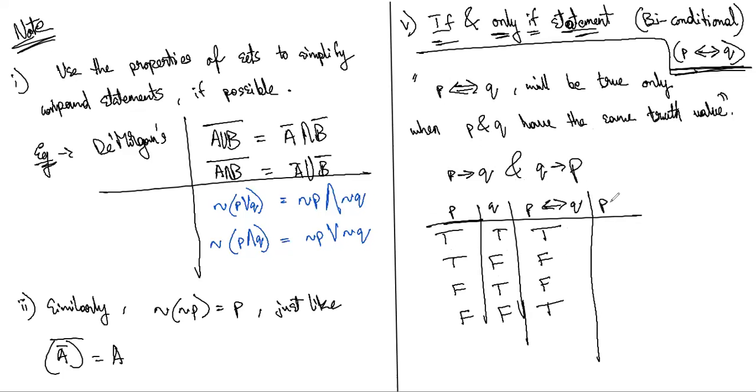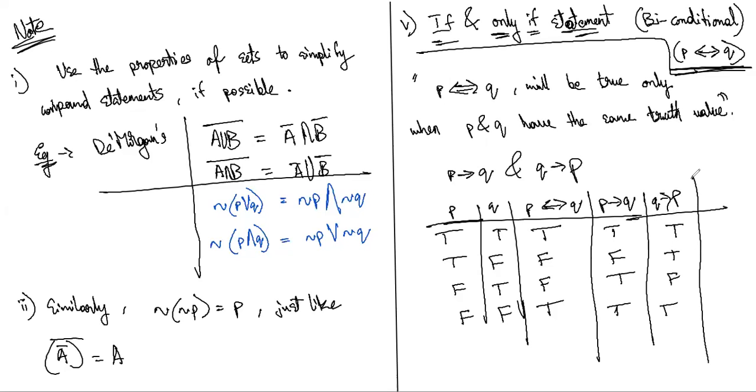What am I saying? You just compare it with this: P implies Q and Q implies P. You can compare these two. This true, this also true, here true, here true, here this false, here this false. So if you put an AND between these two statements, what will happen? This will be true, this will be true, these two will be false, which is the same as this. So that's what I'm telling.